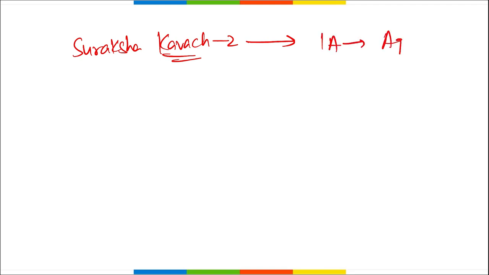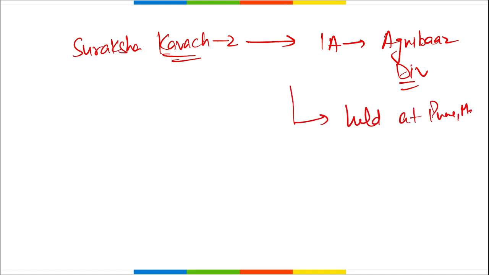Next, Suraksha Kavach 2. This exercise was conducted by whom? This Suraksha Kavach 2 was conducted by the Indian Army's Agnibas Division. This Suraksha Kavach 2 was held where? This was held at Pune.